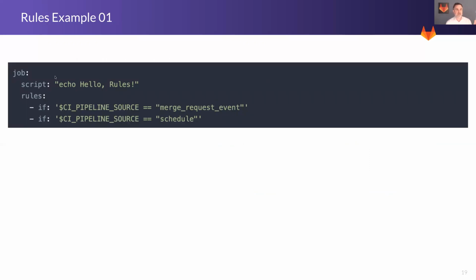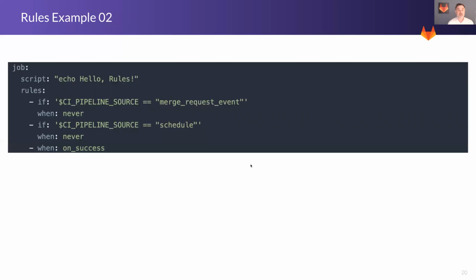Here's a very simple example. There's a job, it's got a script, it's got two rules. Now, because there's no when clauses here, these are assumed to be when always. They're always gonna run, this is gonna run on any merge request event or anytime this pipeline is run on a schedule, all right? Very, very simple. There's no when clause. There's just a couple of if statements, and that's all that happens, right? So the rules can be very, very simple.